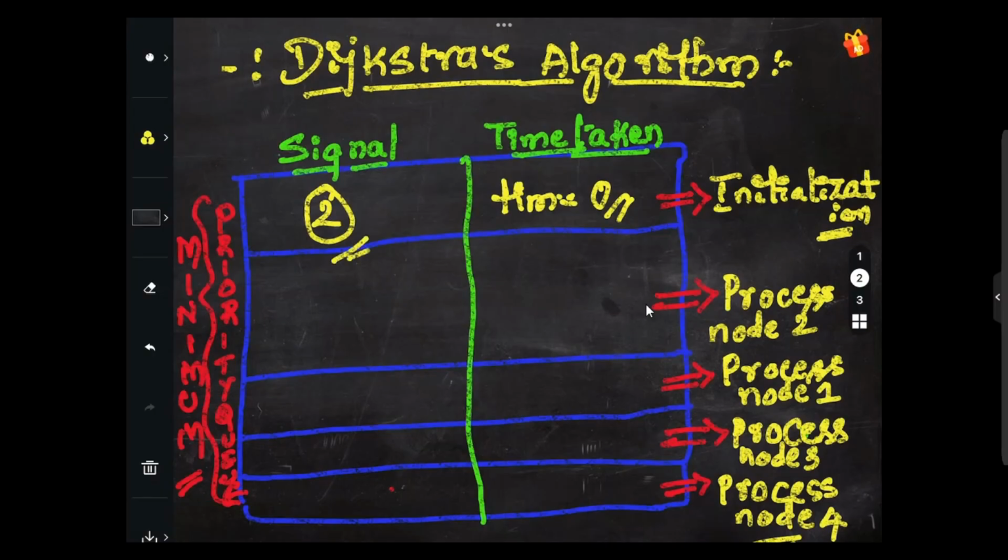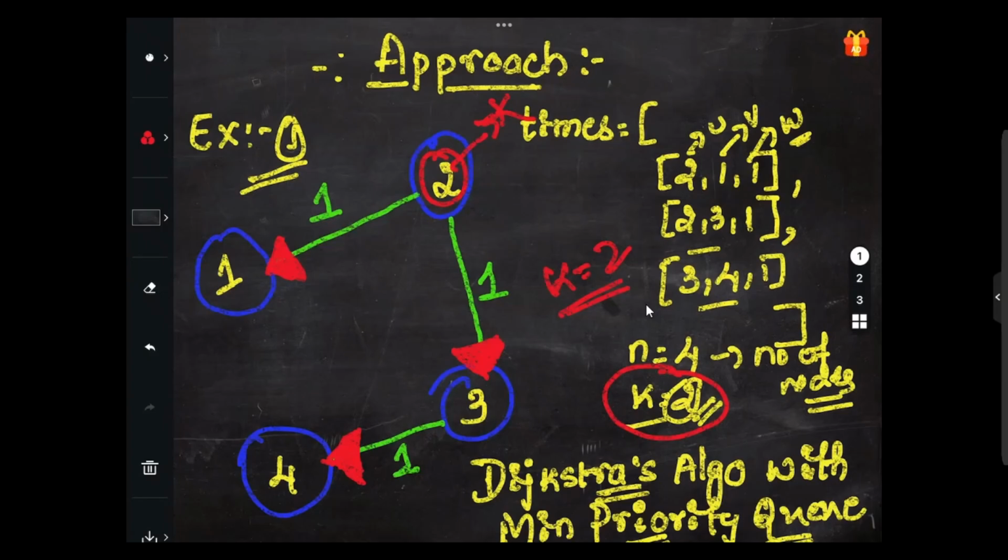K equals 2 we have been given here. So time will be 0 initially. Next we have to process node 2, which means we have to consider the outgoing edges of node 2, right? So we are processing node 2.